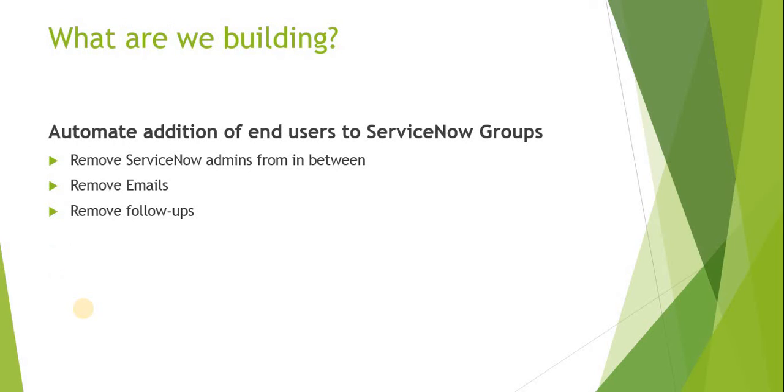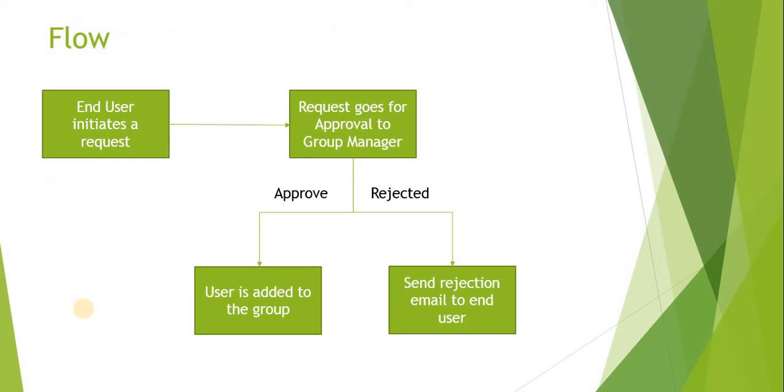So what are we building? We are trying to automate the addition of end users to a ServiceNow group. Initially, when you have to add someone to a ServiceNow group, the end user will drop an email to the ServiceNow admins or the group owners saying they want to be added to this group, and then there will be long email chains of approval, and from the ServiceNow admins that it has been approved and now we will add this, and you have to wait for days. So we are trying to automate this process through service catalogs and flow designer.